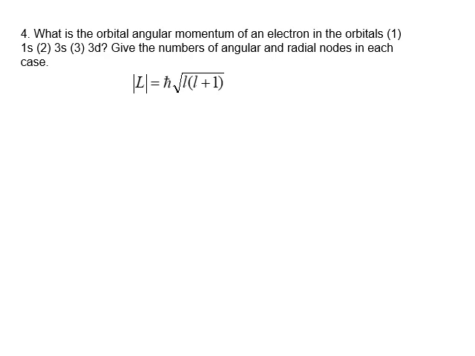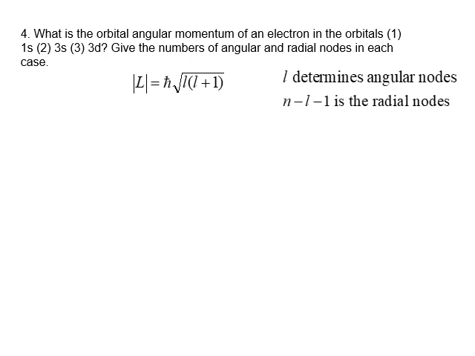Also, to find the number of nodes, the number of angular nodes is determined by L, and the number of radial nodes is n minus L minus 1. Okay, so let's look at the first one. When the orbital is 1s, s means L equals 0. Therefore, according to this equation, when L equals 0, the magnitude of angular momentum is 0.